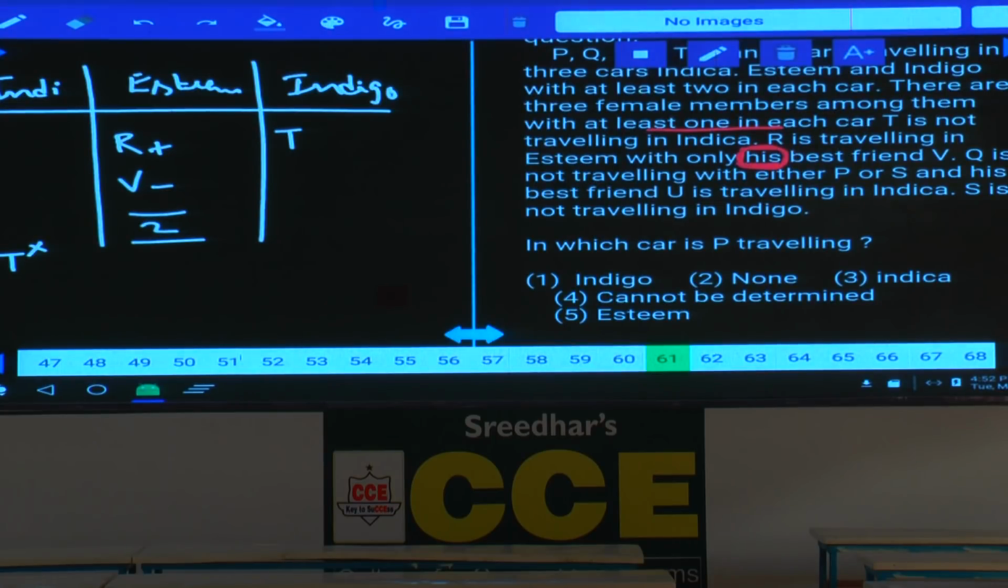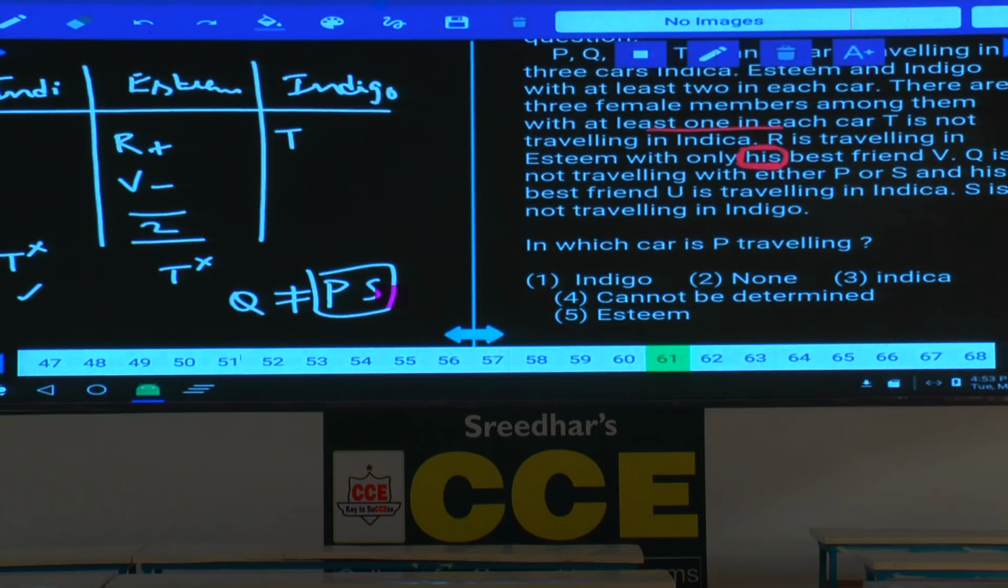Clear now? Because T cannot be in Esteem as well, because there are only 2 persons who are traveling in this Esteem. Then Q is not traveling with either P or S. If Q is in Indica, then P and S must be in Indigo. Or if Q is in Indigo, P and S must be in Indica. That means from this we can determine that P and S are traveling in the same car, but not in the car in which Q is traveling.